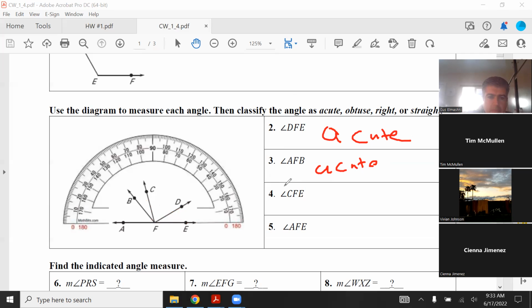CFE, obtuse. Very good. And AFE, straight. And let's just take a look at the chat. Yeah, 2 is acute, 5 is straight, 4 is obtuse, 3 is acute, 3 is acute. Good. Excellent. Thank you guys for chiming in there. Perfect. Okay.